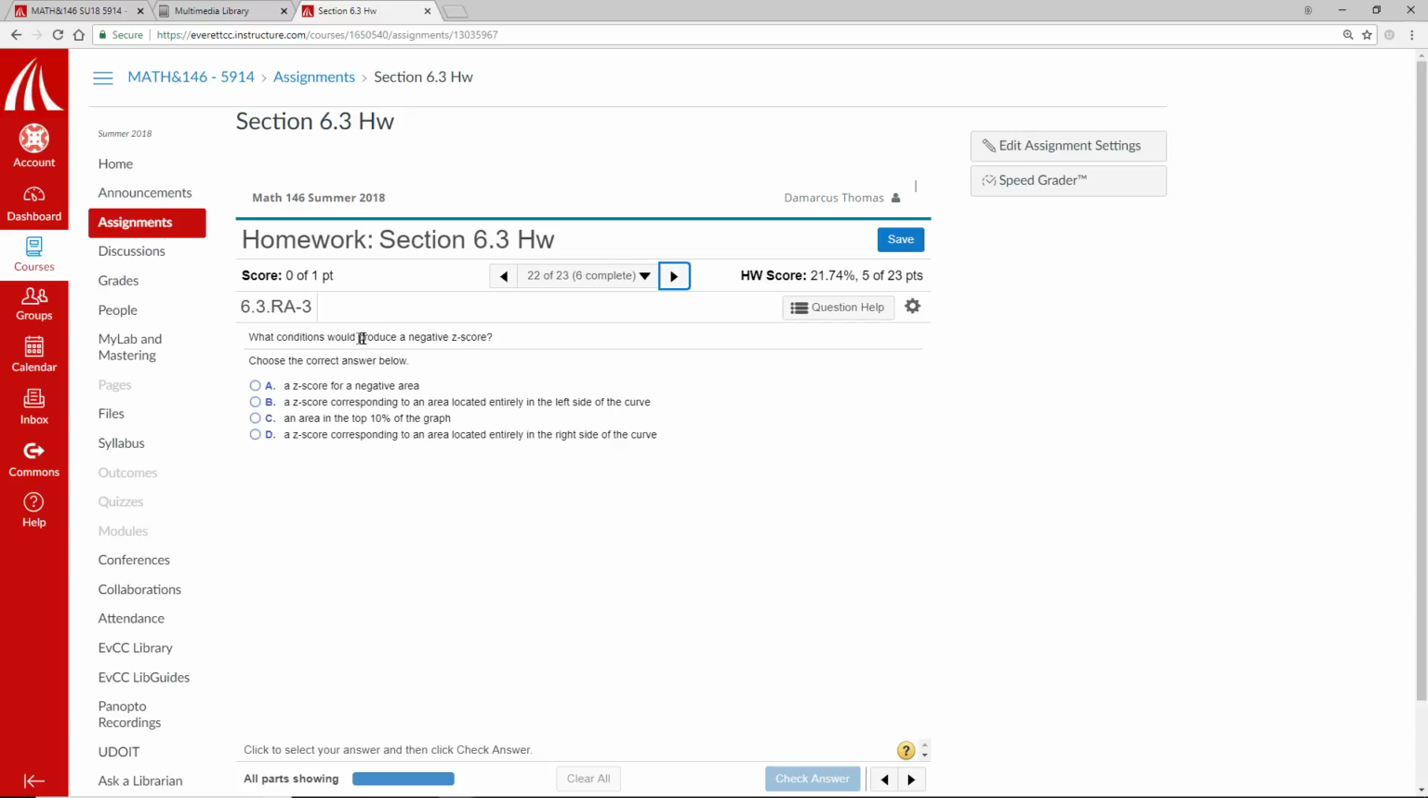What conditions would produce a negative z-score? A z-score for a negative area, a z-score corresponding to an area located entirely in the left side of the curve, an area in the top 10%, or a z-score corresponding to an area located entirely in the right of the curve. What would be to the left of the curve?